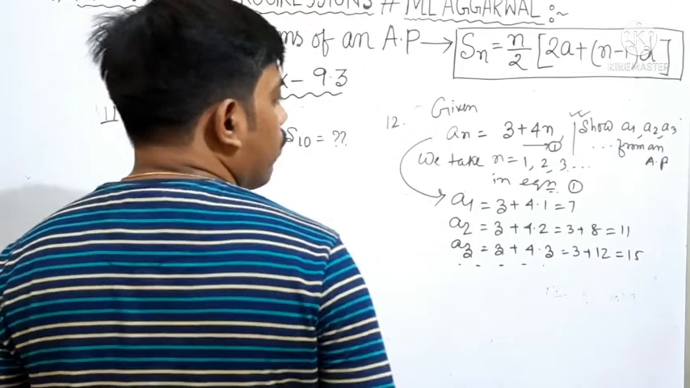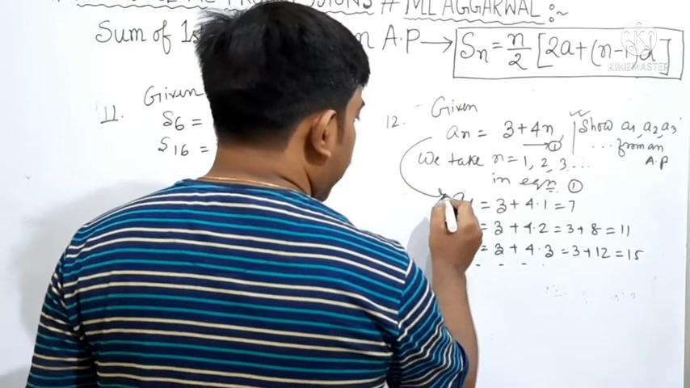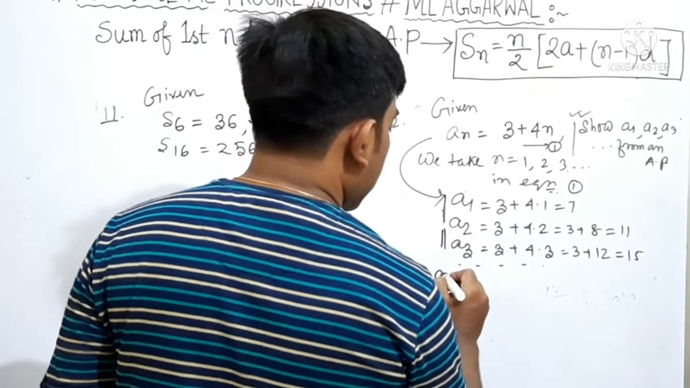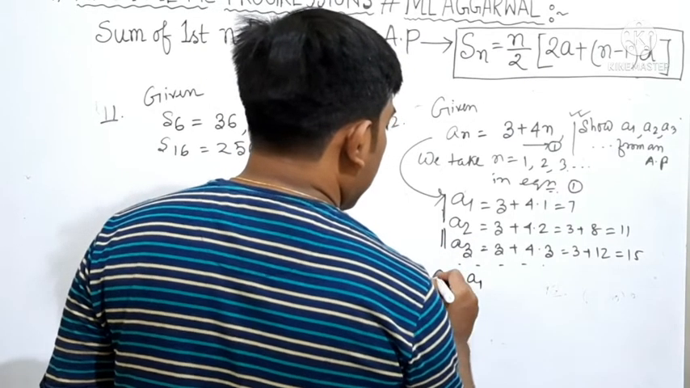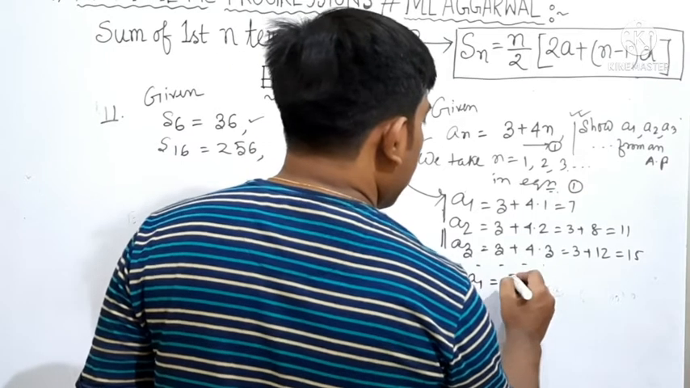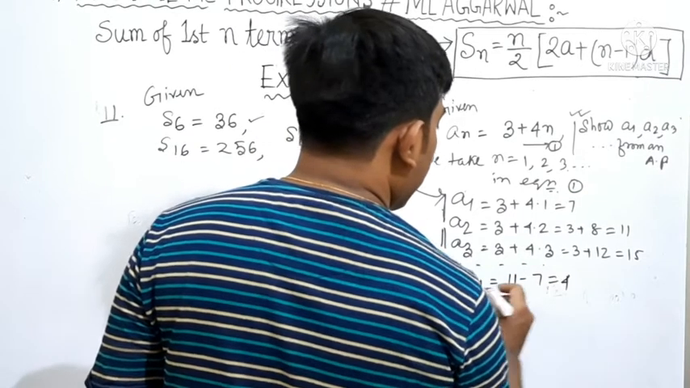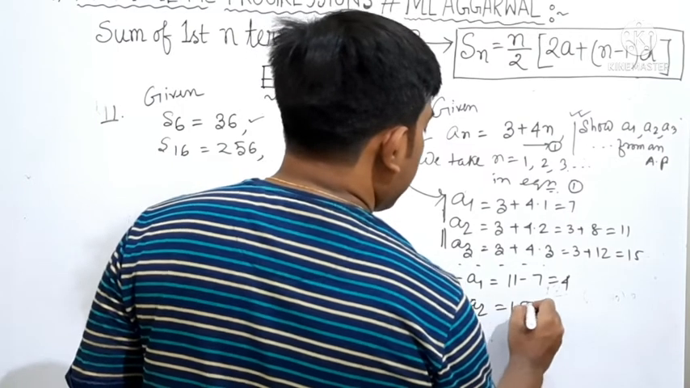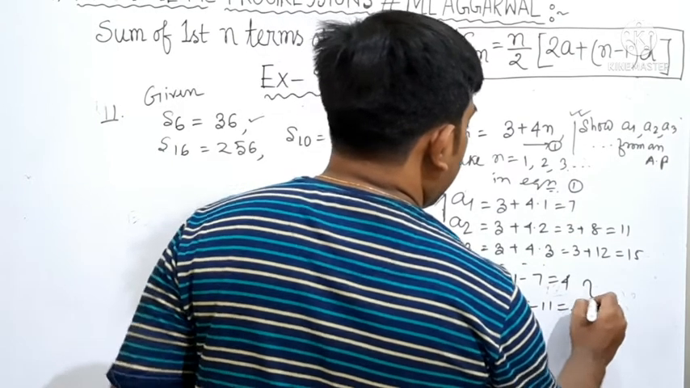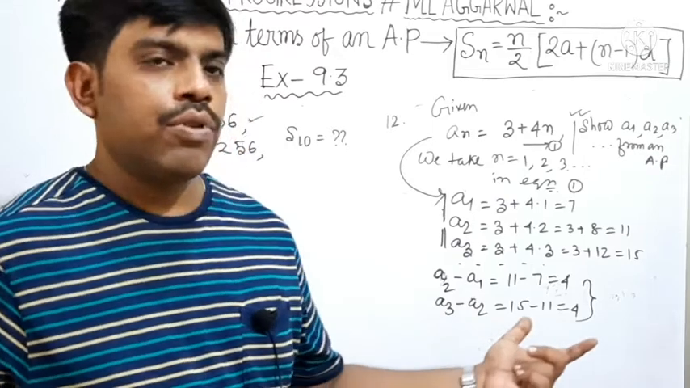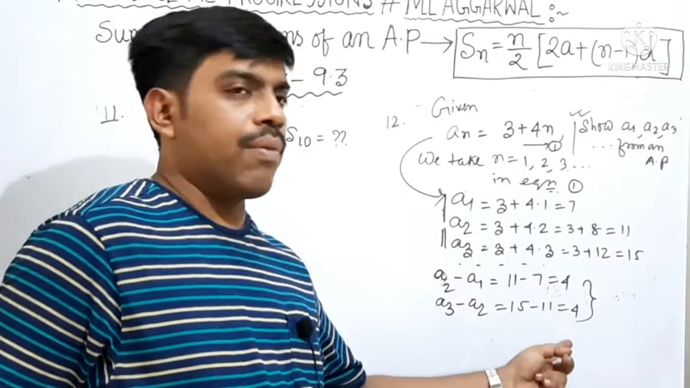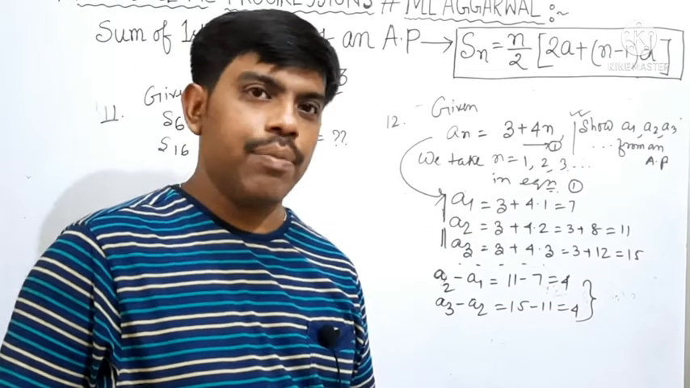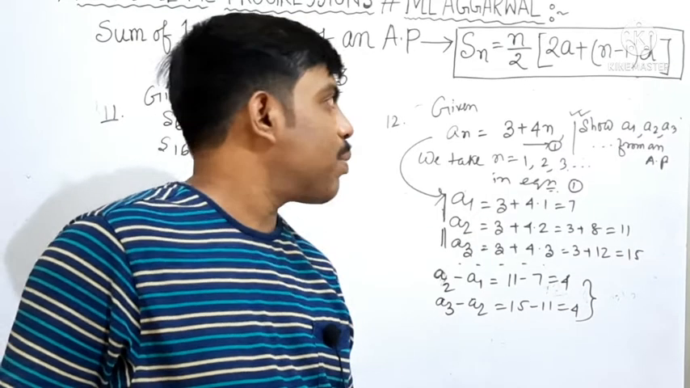And now you can see the difference between these two consecutive terms. a2 minus a1 is equal to 11 minus 7 is equal to 4, and a3 minus a2 is equal to 15 minus 11 is equal to 4. Here you can see the difference between the two consecutive terms is the same. So obviously a1, a2, a3 form an AP. Okay, so it is a very easy problem.